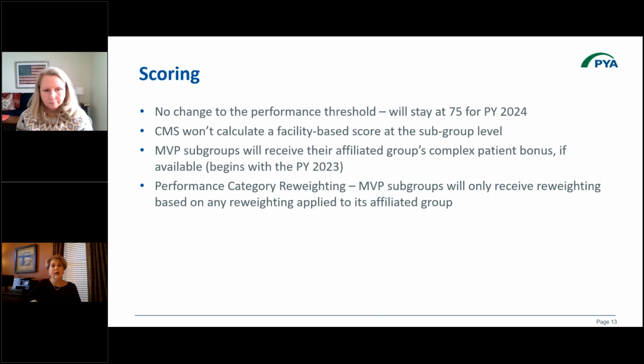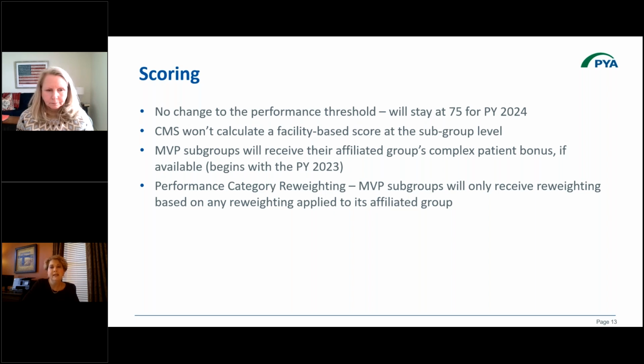So looking at the scoring, there is no change to the performance threshold. It will stay at 75 for performance year 2024. CMS did clarify that they won't calculate a facility-based score at the subgroup level. We'll dig a little more into subgroups in a moment, but it is a MIPS value pathway consideration, so it is not applicable to traditional MIPS, and there's not a facility-based MIPS value pathway, so they really just clarified that they won't be doing facility-based scoring at the subgroup level.